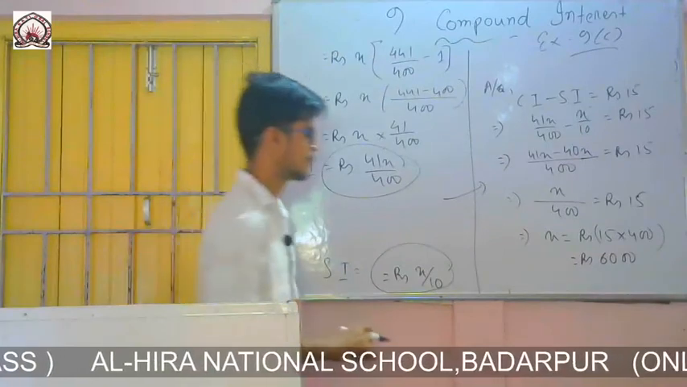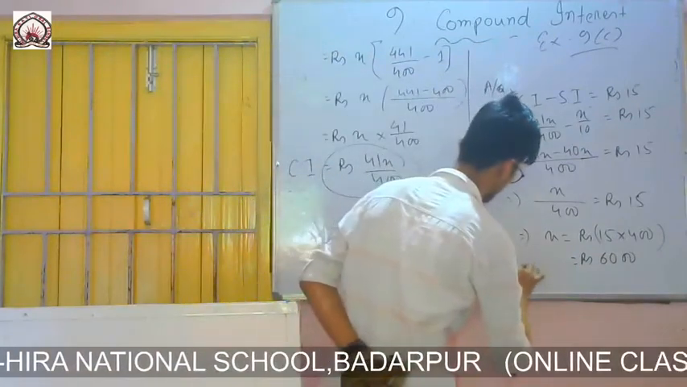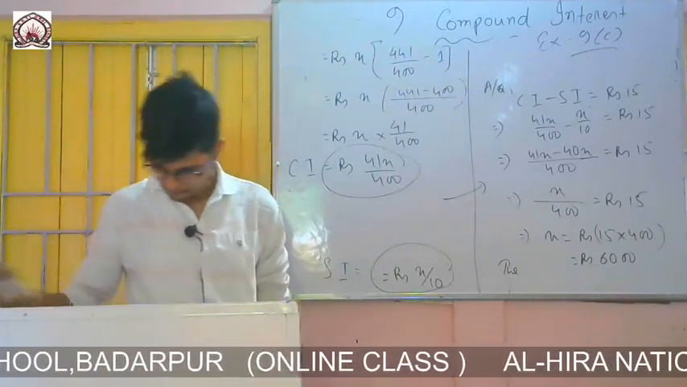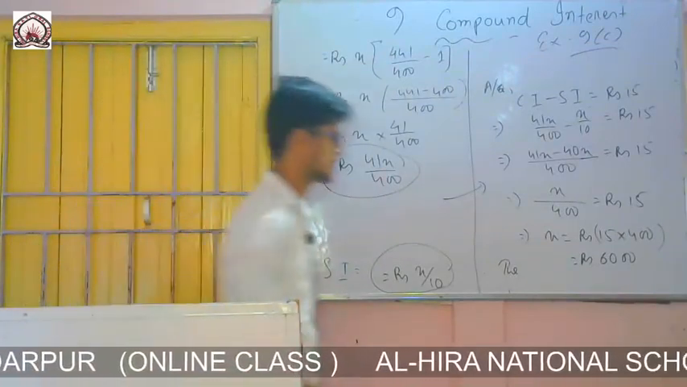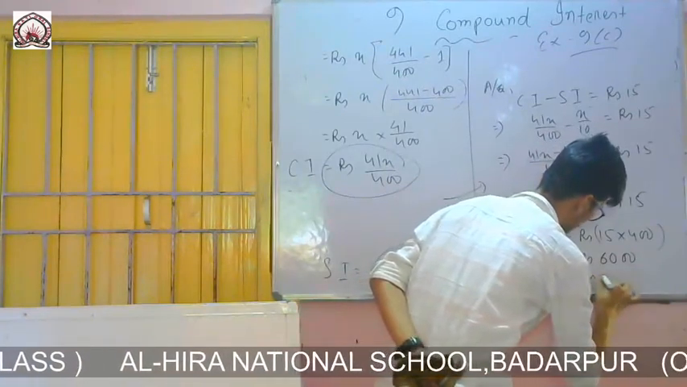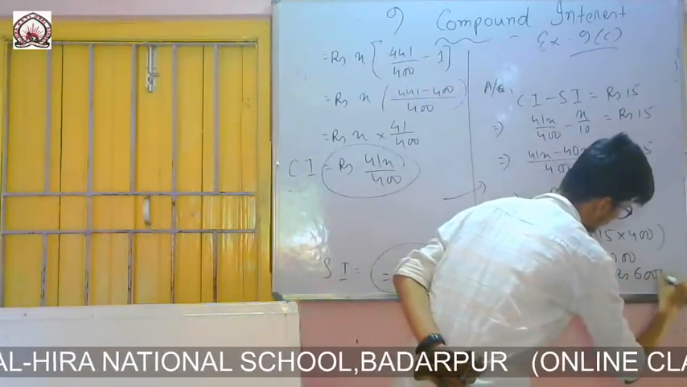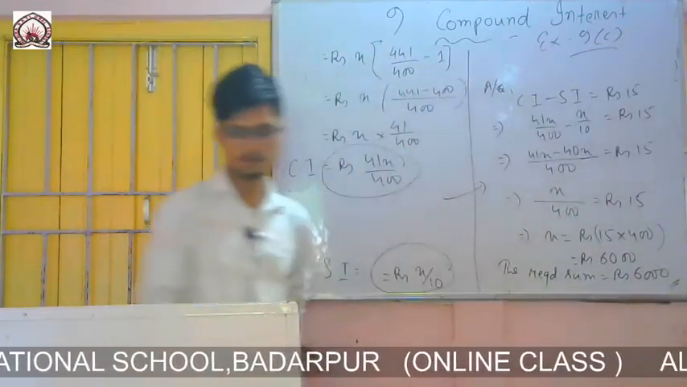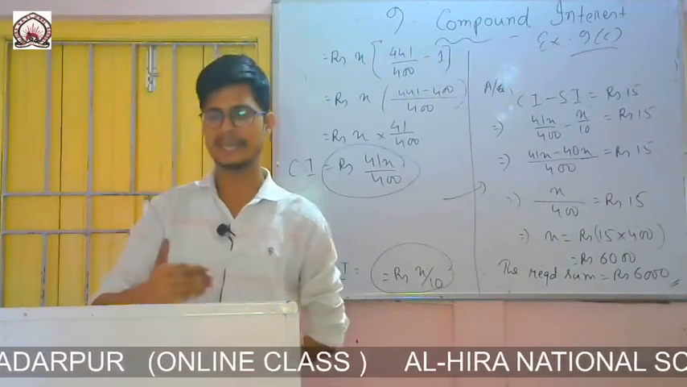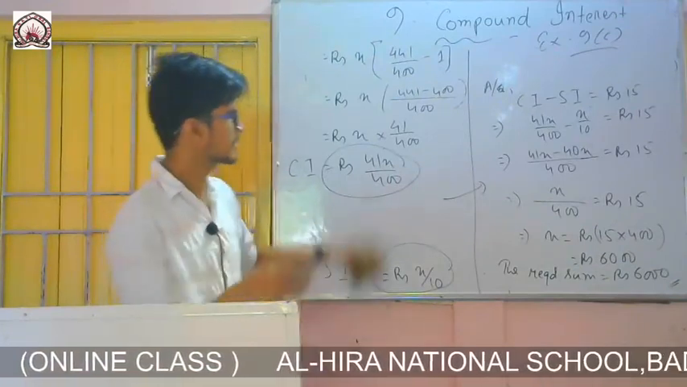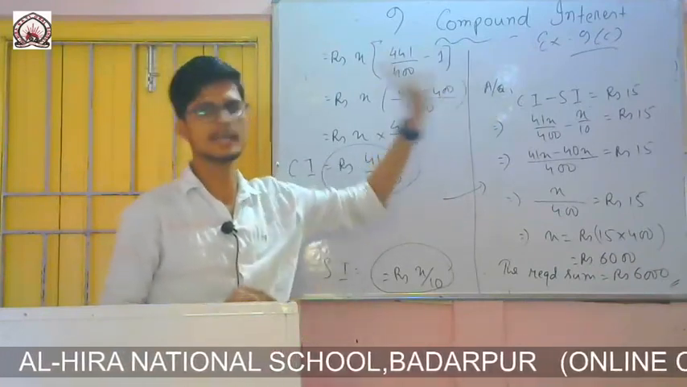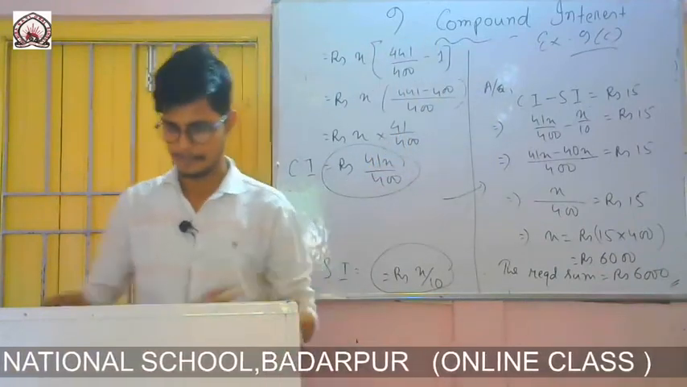So you write therefore the required principal, or sum, you see the question, find the sum of money. So you write therefore the required sum equals rupees 6000. Simply first of all I found out the SI, then CI, and then I wrote that the difference between CI and SI is 15 and then I solved it.